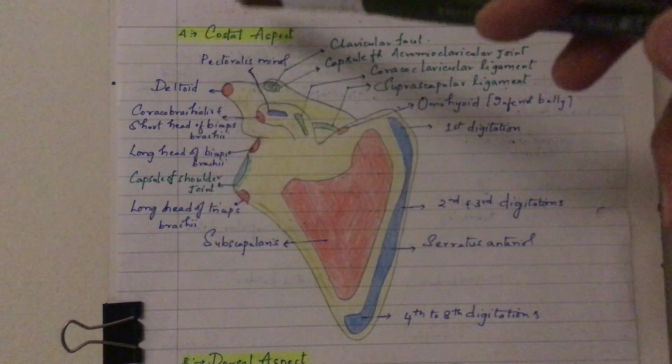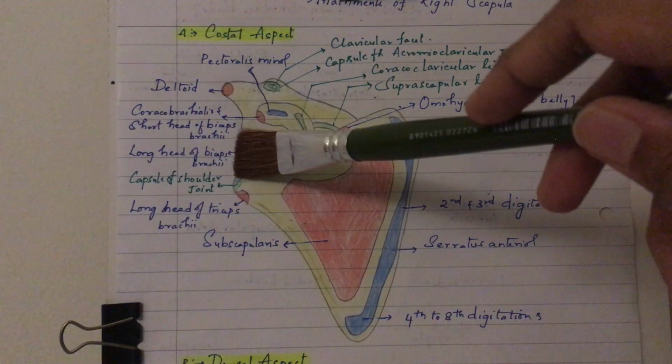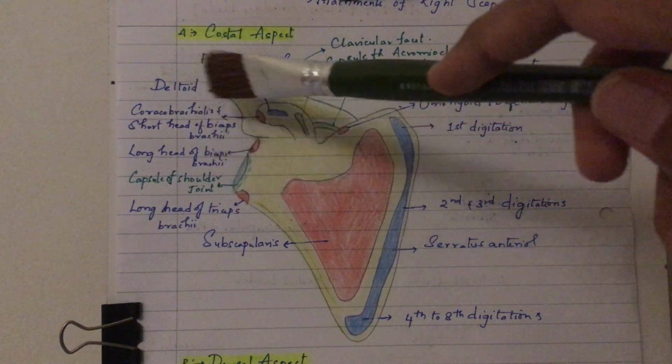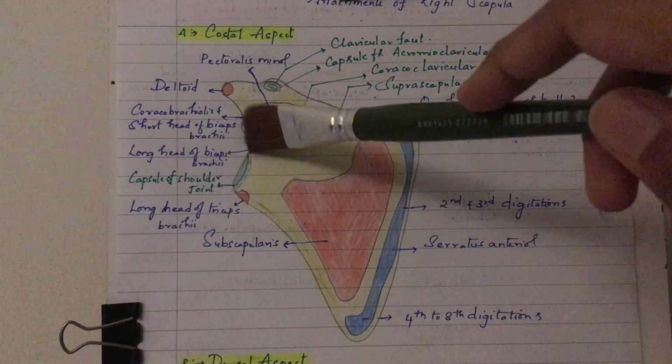Then we have the long head of biceps. It arises from the supraglenoid tubercle. That's most important.